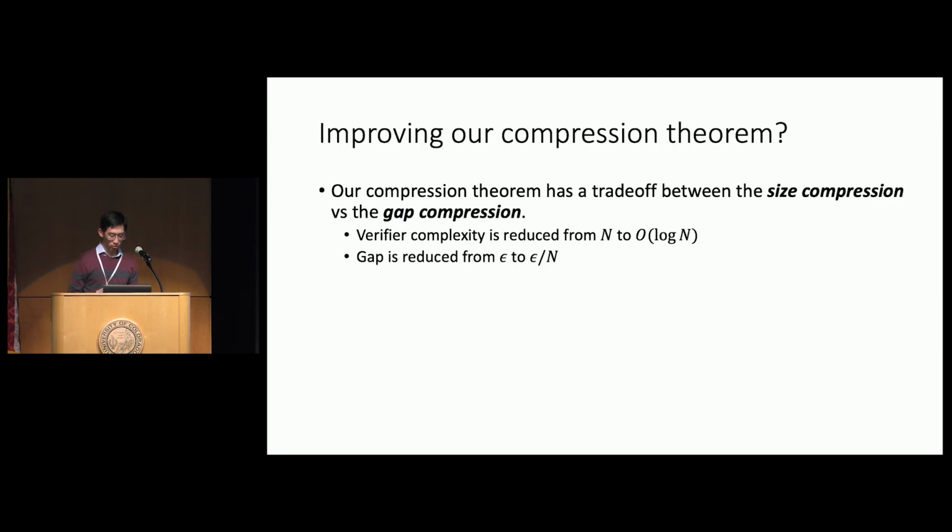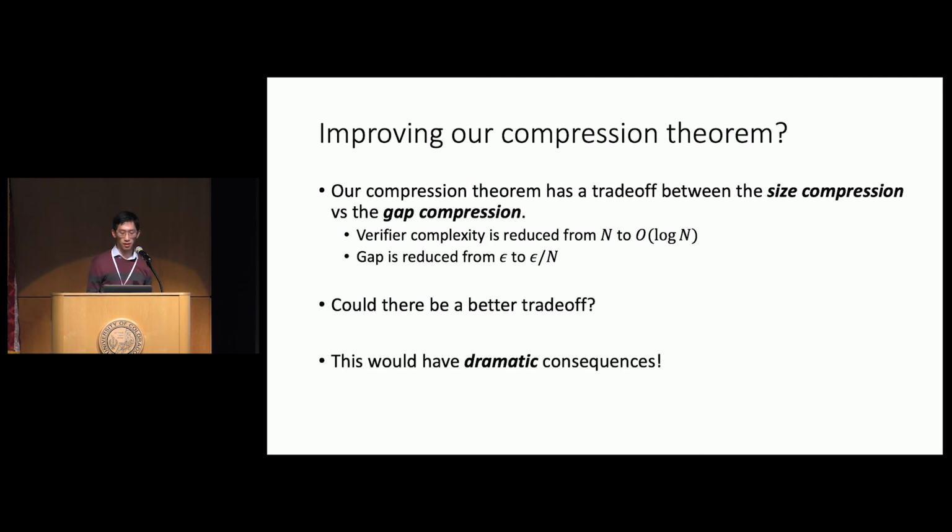But let me end with an interesting aspect of our compression theorem. So we can use it to prove some complexity lower bound. And you might ask, is it possible that you can improve the compression theorem? So improve in what sense? Our current theorem has a trade-off between the size compression and the gap compression. So the verifier gets reduced from size n to log n, but the gap also gets reduced by a factor of n. So you might hope maybe there's a better trade-off, but it turns out that there would be some dramatic consequences to this.